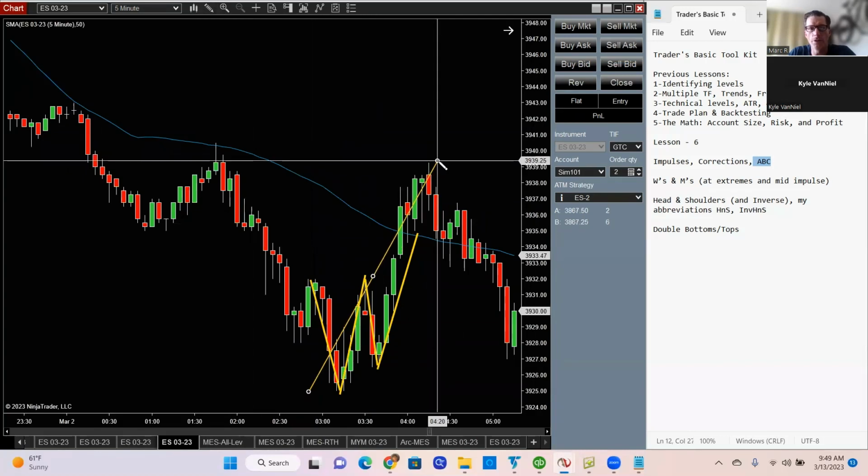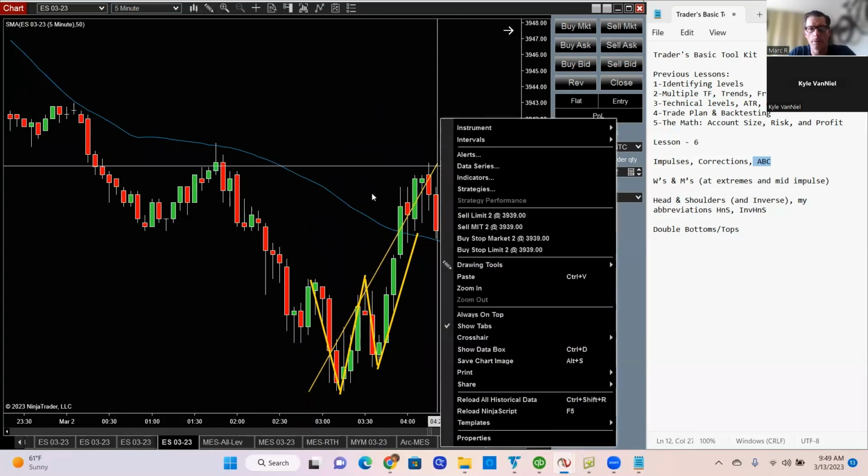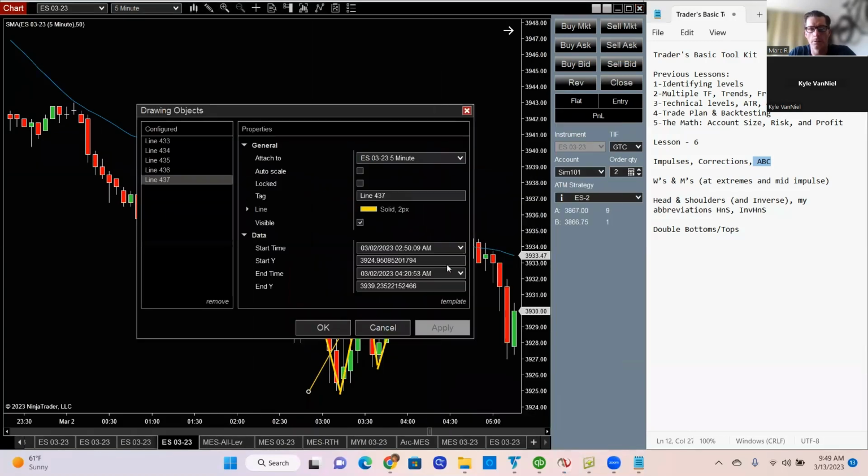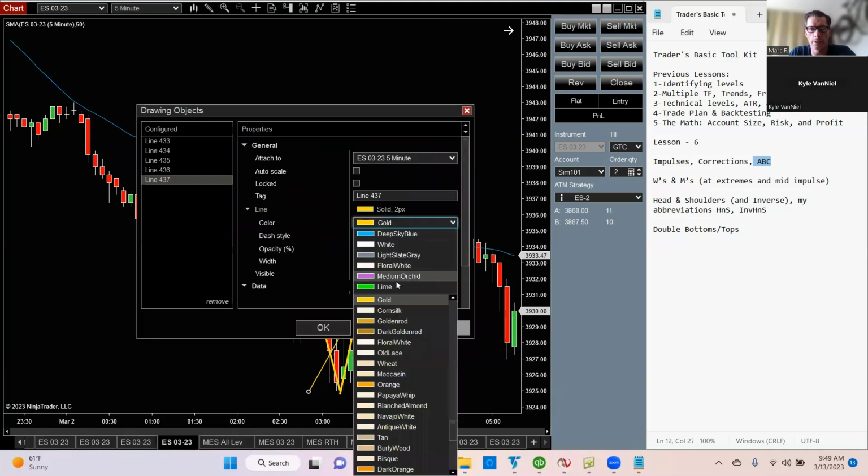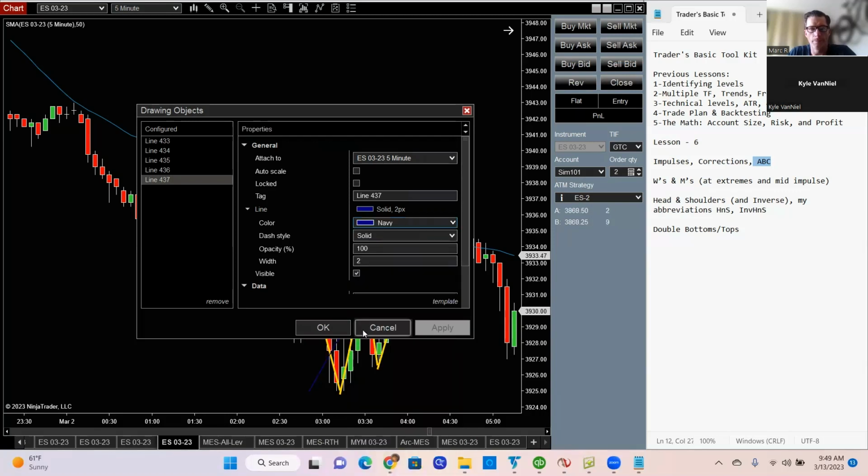So here's the impulse. Okay. A different color here. Excuse me a second. Need something dark. Let's try that. That's too dark.